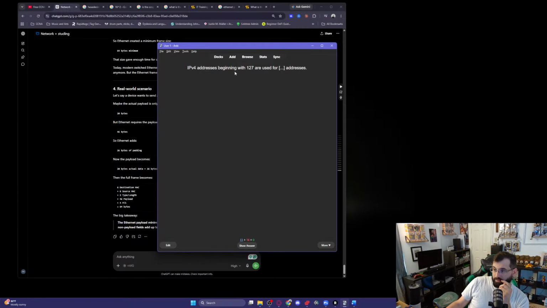IPv4 addresses that begin with 127 are used for D. No, used with B as in boy. Loopback. Oh, because it's the end of Class A. IPv4 addresses beginning with blank are used for loopback addresses. 1, 2, 1. So that would be 127. But isn't there more?